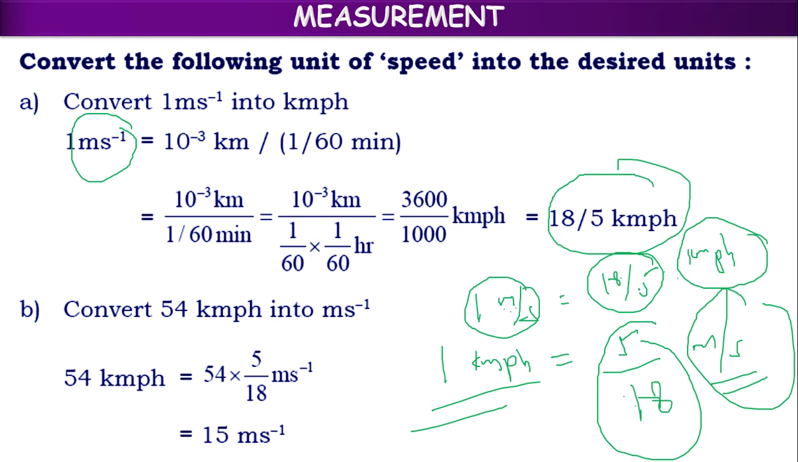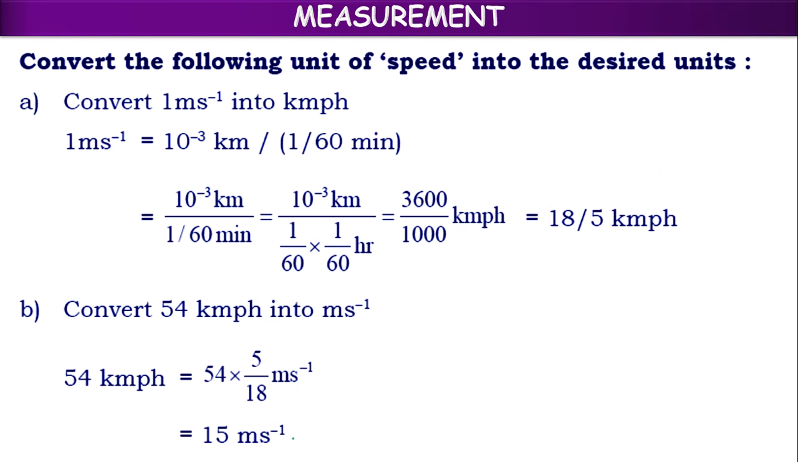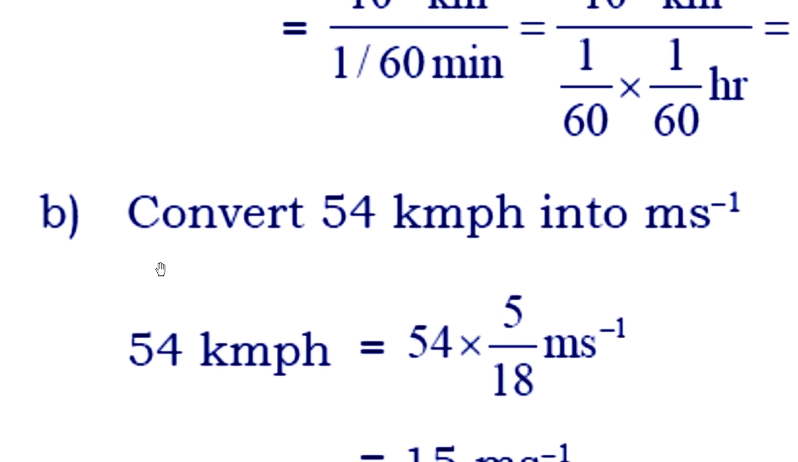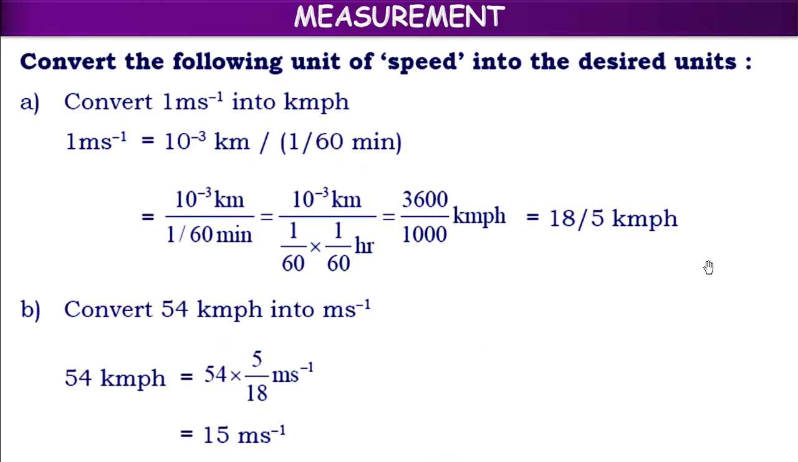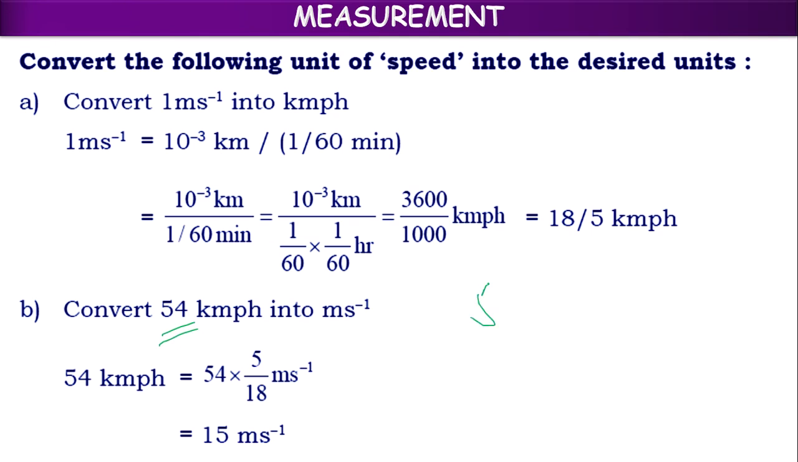Meter per second to kilometer per hour, multiply by 18 by 5. Kmph to meter per second, multiply by 5 by 18. Here, second question, children. Convert 54 kmph into meter per second. So we can do it directly: 54 into 5 by 18. We can multiply directly with 5 by 18. So 18 3 times 54, 3 5 times 15. 15 meter per second.